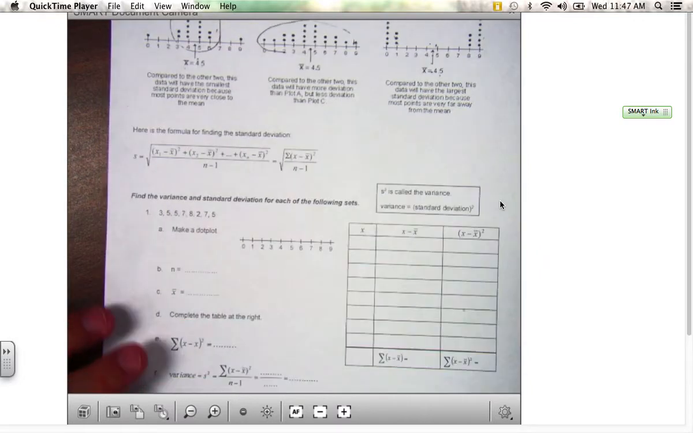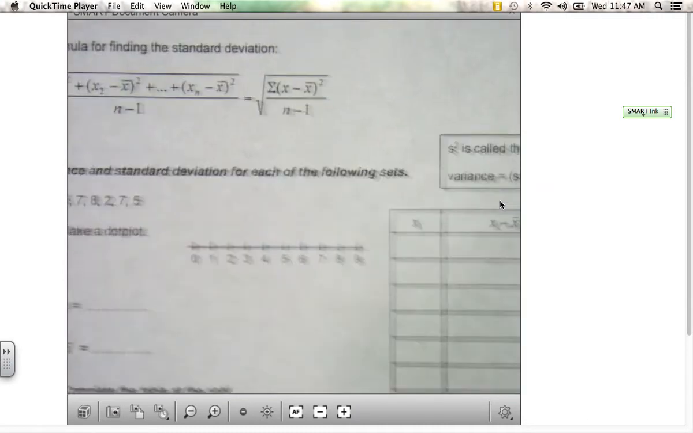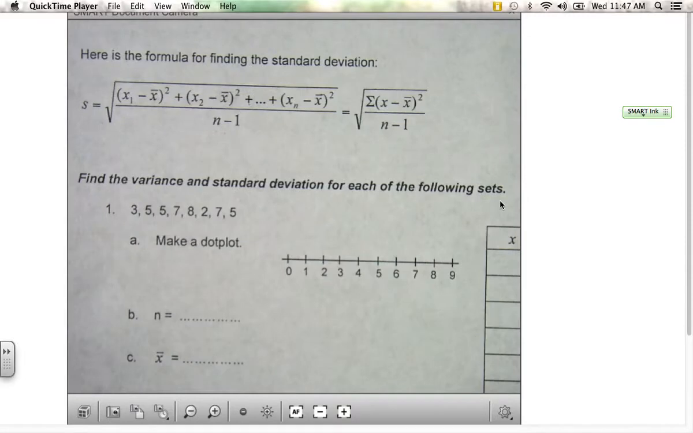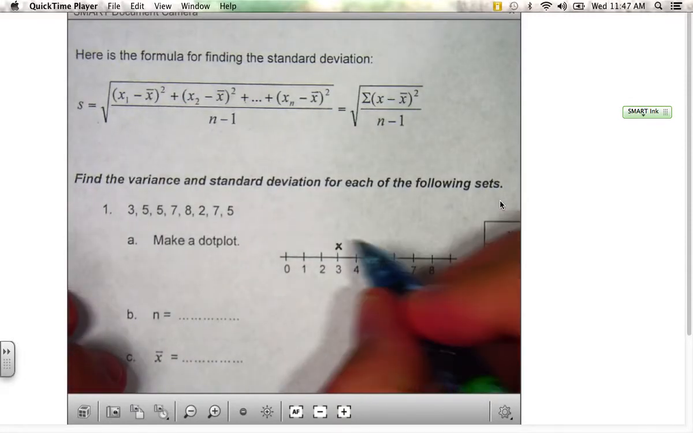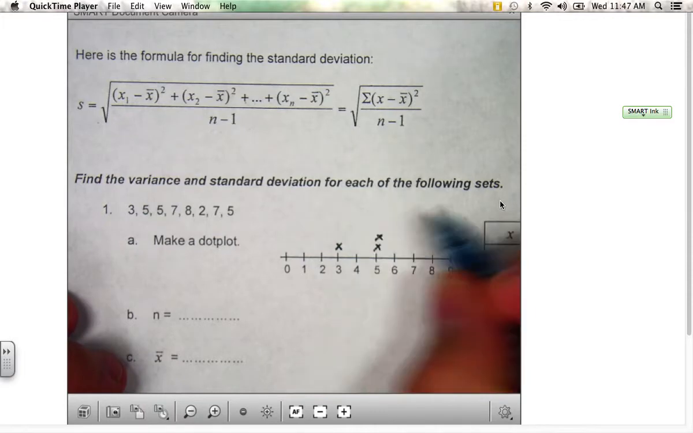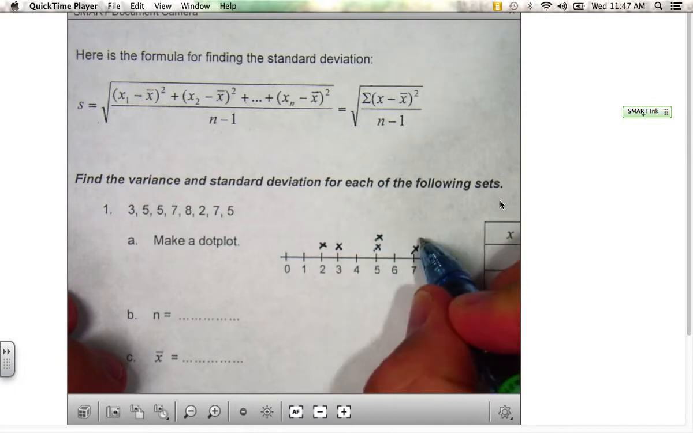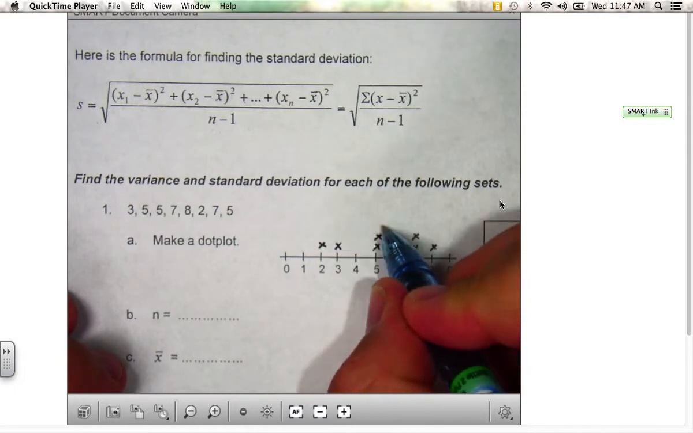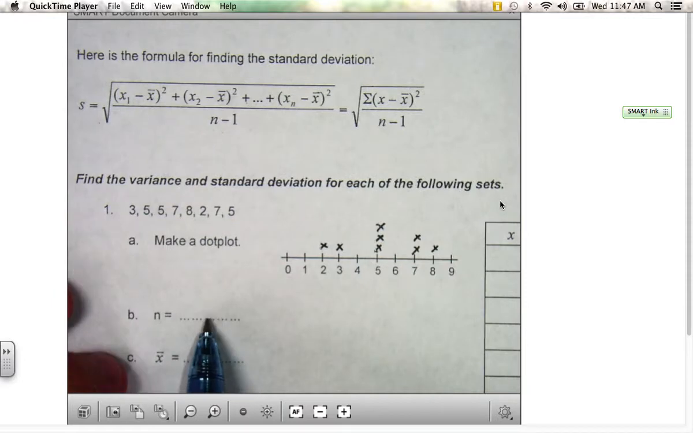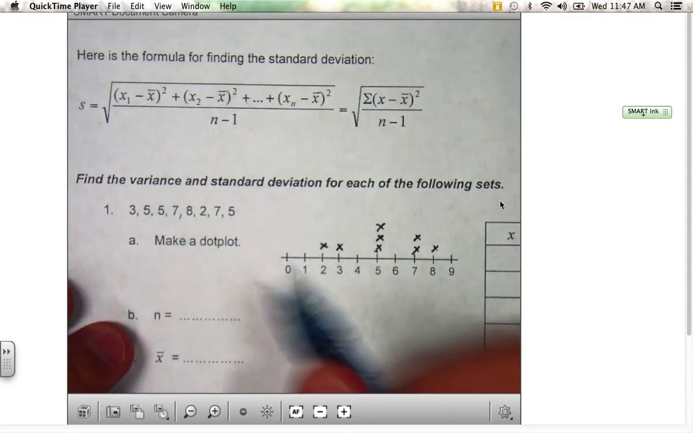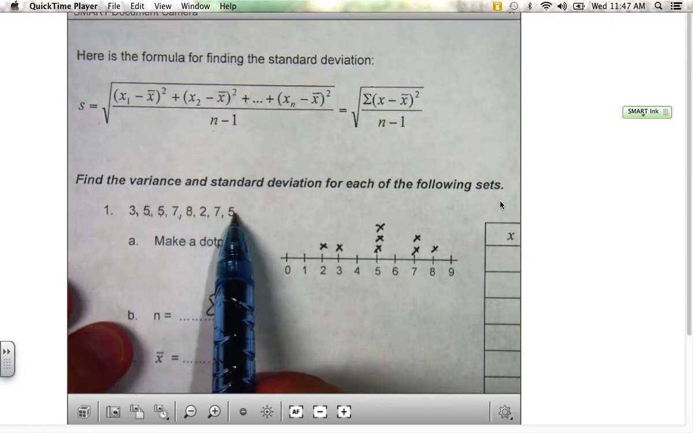Let's practice some of this. One of the first things I'm going to have you do is make a dot plot. Here's 3, 5, 5, 7, 8, 2, 7, and 5. Notice there's a concentration here. There are 1, 2, 3, 4, 5, 6, 7, 8, so 8 pieces of data.